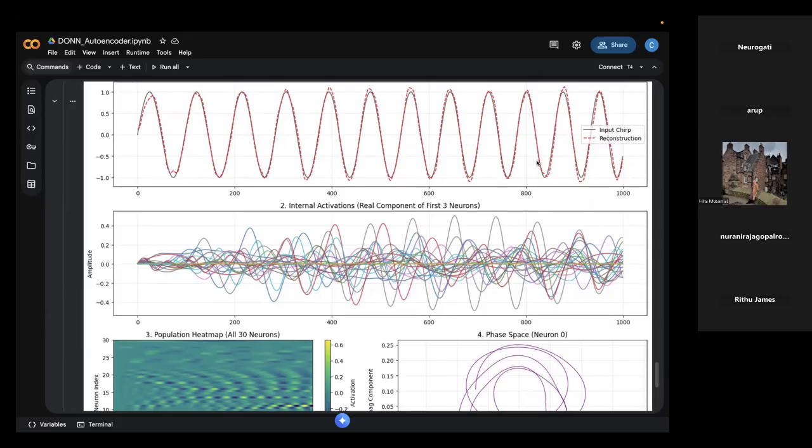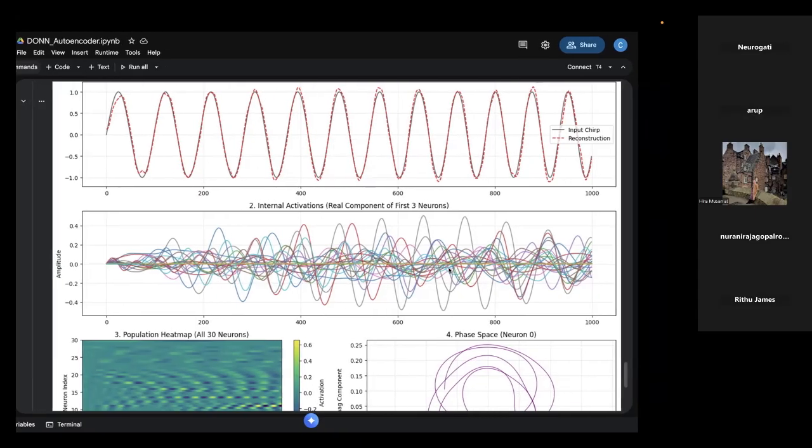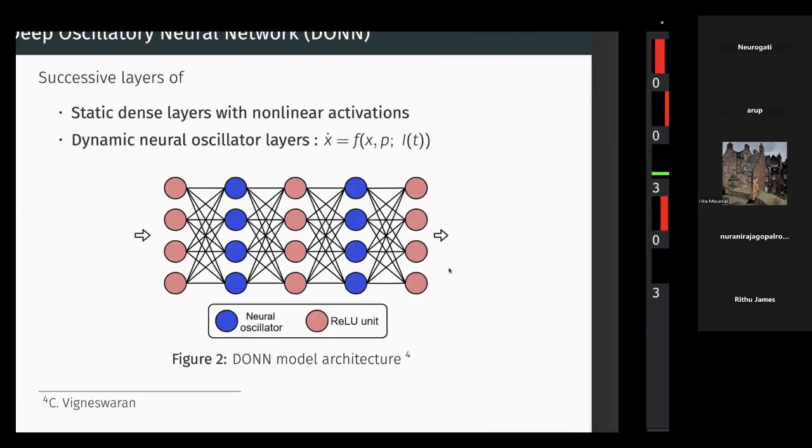Effectively, what we are doing here is some kind of Fourier analysis. The oscillators have some frequencies. As the input comes in, if the frequency matches, the oscillator's response is higher. Based off of that, the neural network is able to reconstruct or do the task. So this is an autoencoder, a very, very straightforward task. Let us look at another straightforward task, which is a classification task.